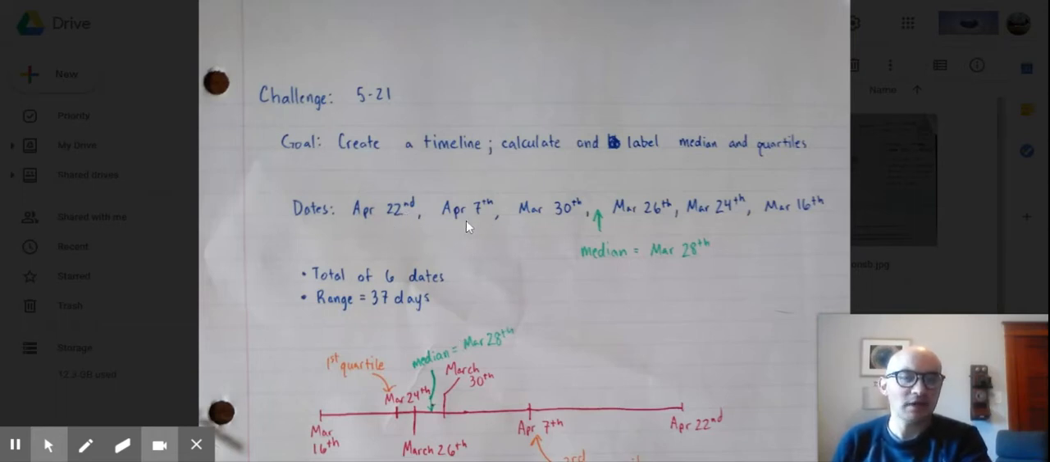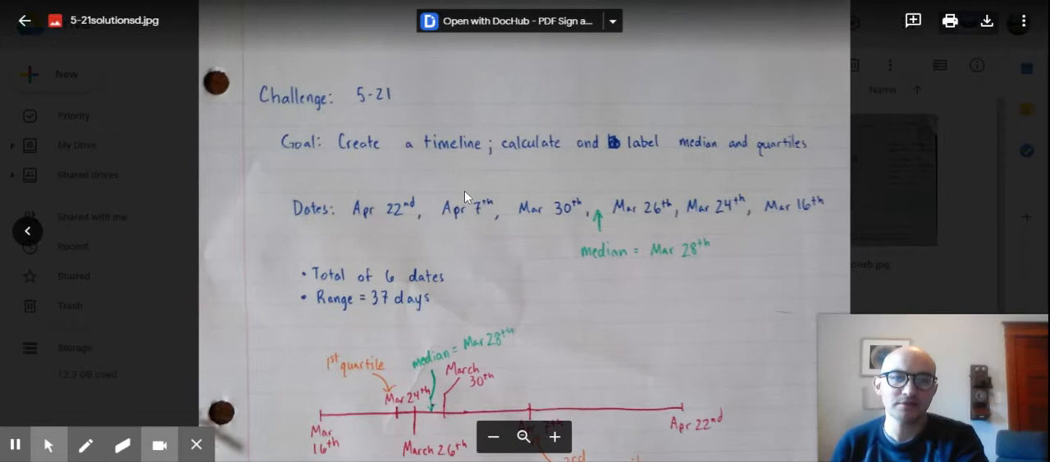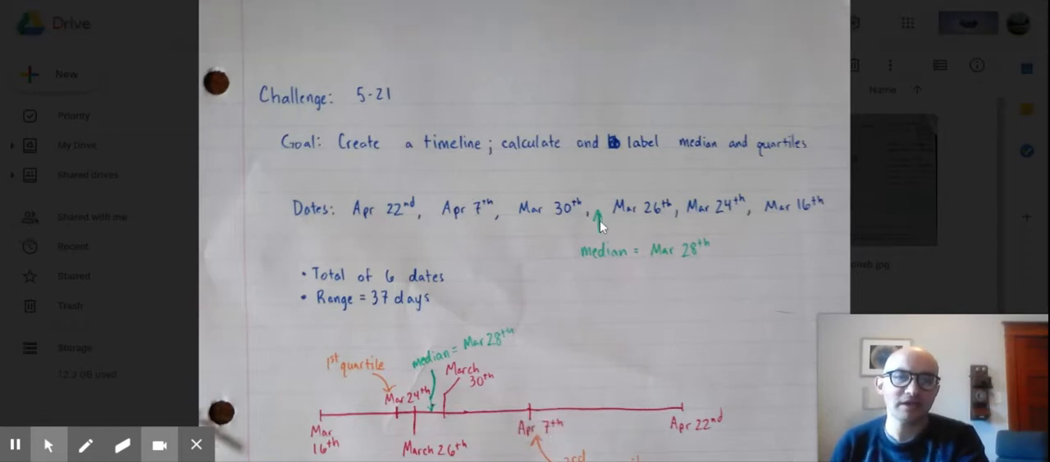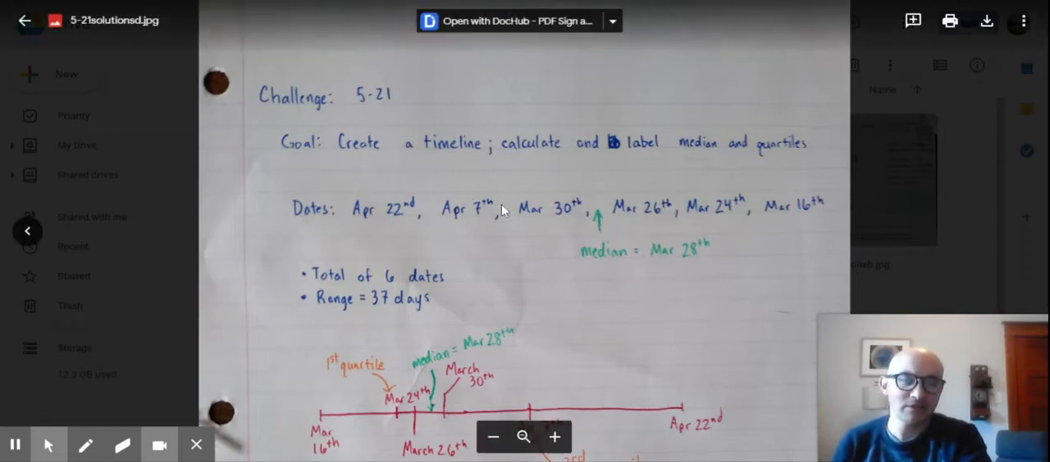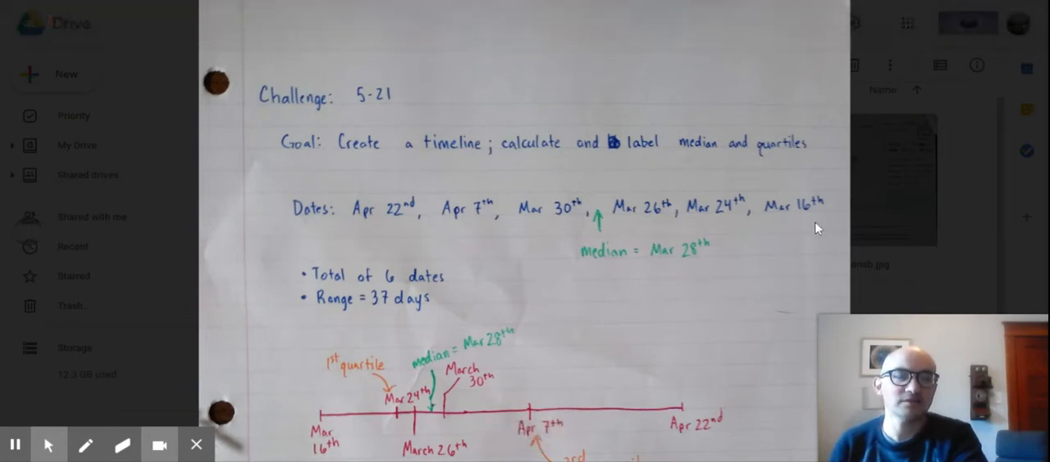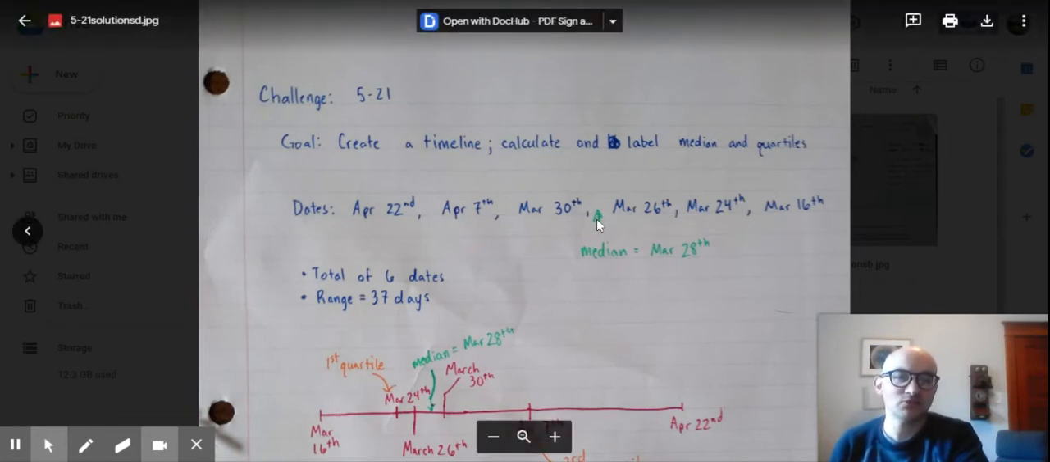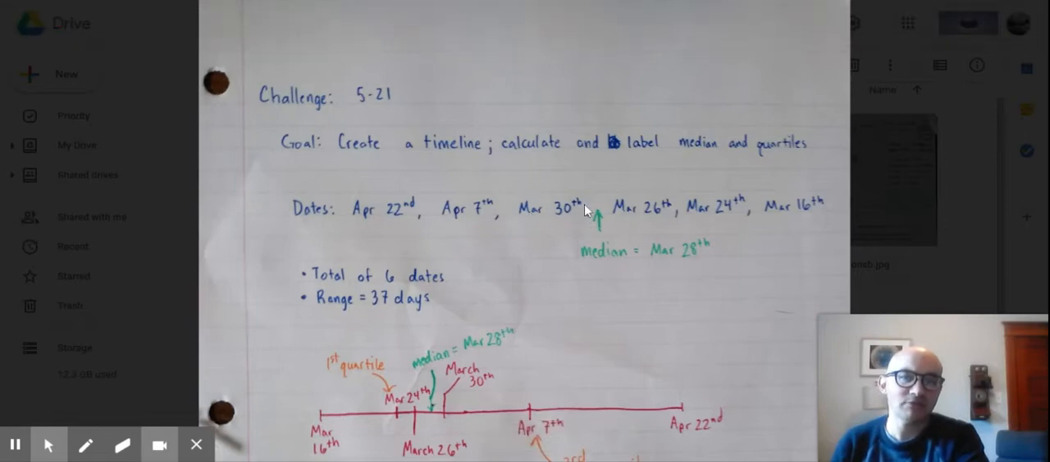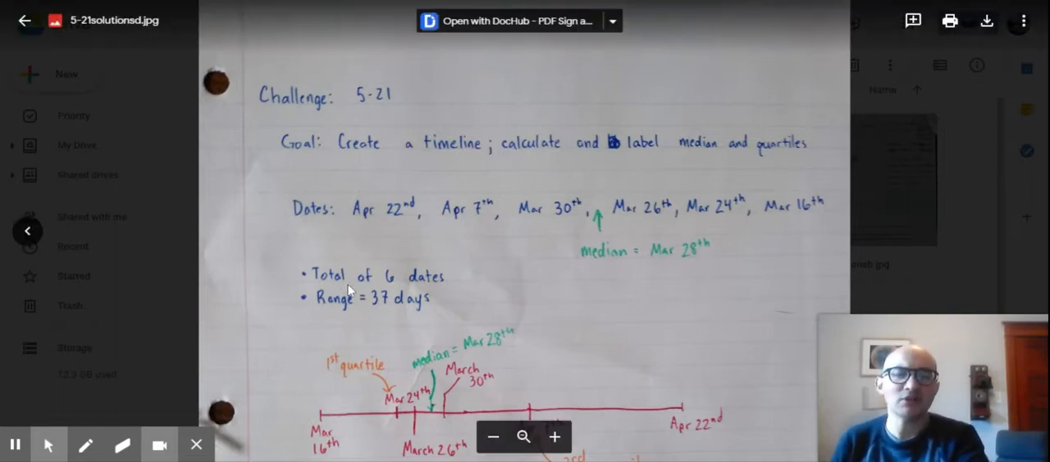When I list them, the nice thing is that I'm listing them from most recent to least recent, so they're ordered. Because they're ordered, I can immediately find the median. They go from largest to smallest, so the median date is right in between. There are 6 dates, so the median is found halfway between these 2 dates, March 30th and March 26th. The halfway point there would be March 28th. So that's our median.